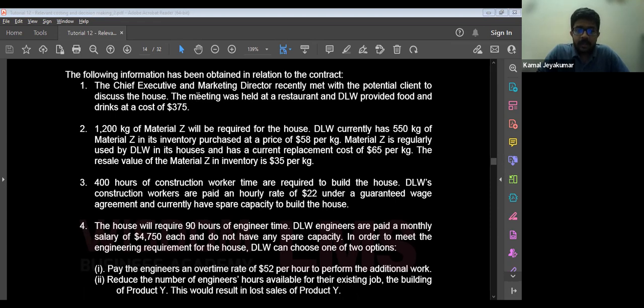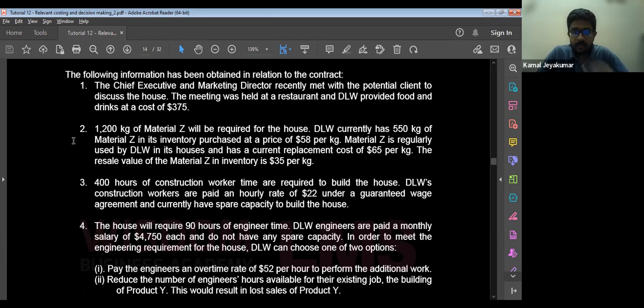See, the chief executive and marketing director recently met with the potential client. It's already done. It's in the past. So anything that you have already spent is a sunk cost, right? Sunk costs are not relevant costs because they're already done. Whether you make the decision to do the project or not, you can't change what happened in the past. Therefore, it's not relevant.